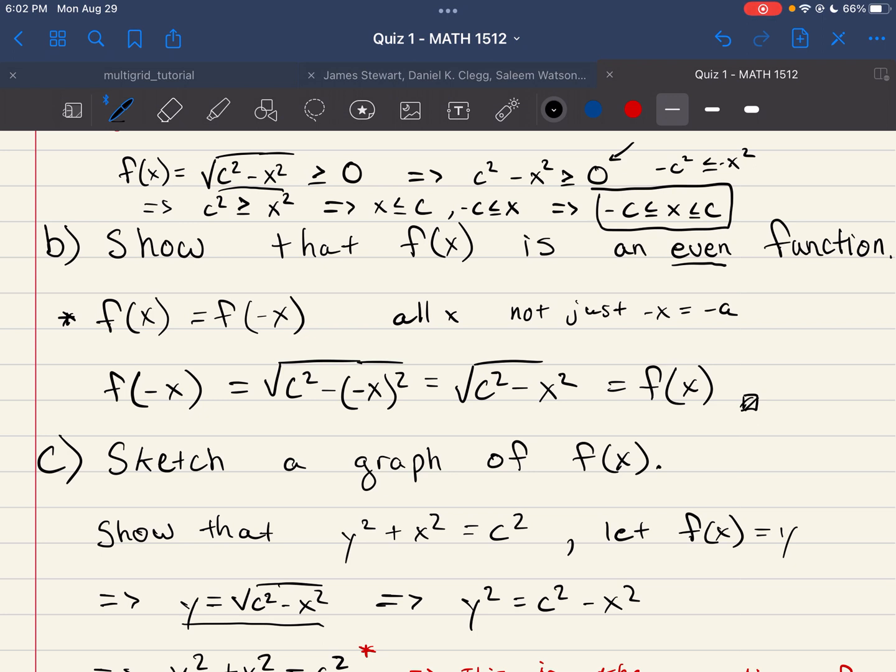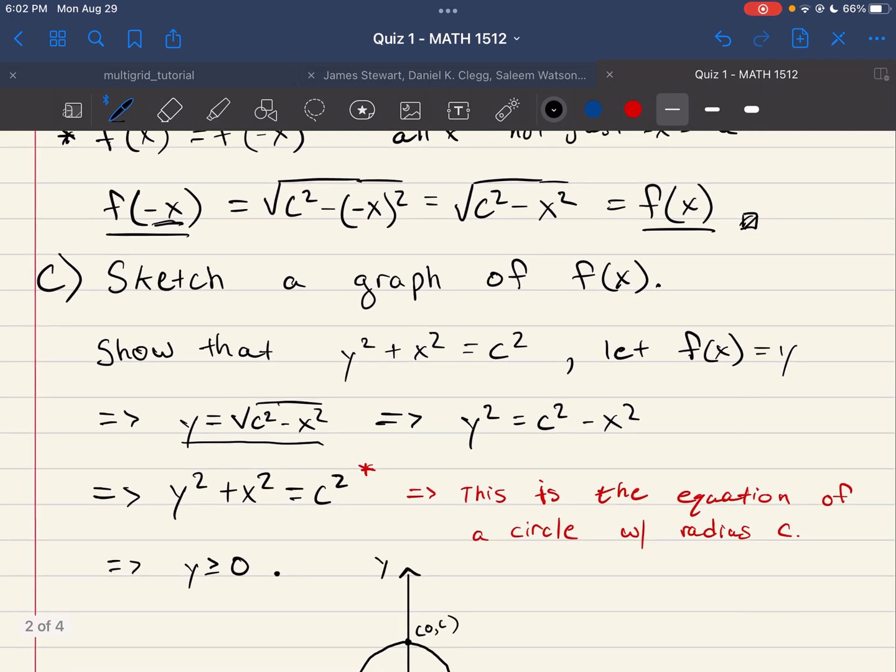So if we plug in negative x into f of x, we get the square root of c squared minus the quantity negative x squared, which, evaluating that square, just equals the square root of c squared minus x squared, which is our f of x. So we showed that f of negative x was equal to f of x for all x in that domain, and that's what we needed to do.